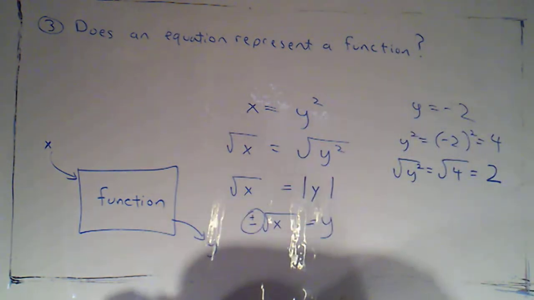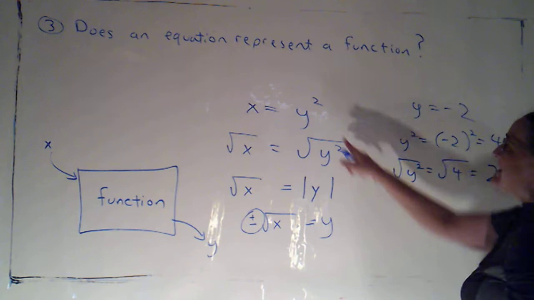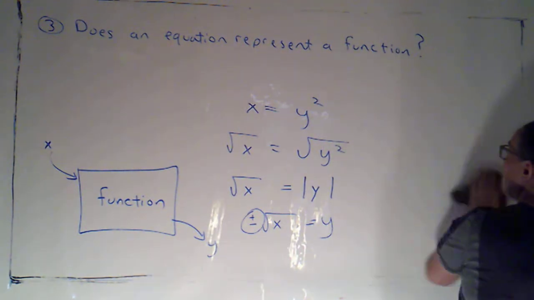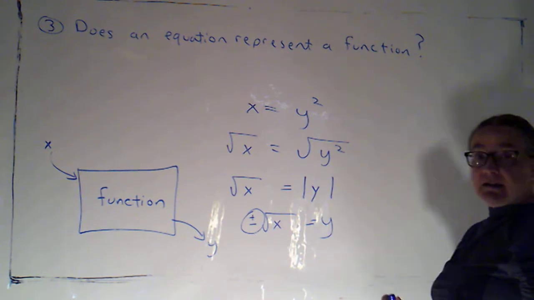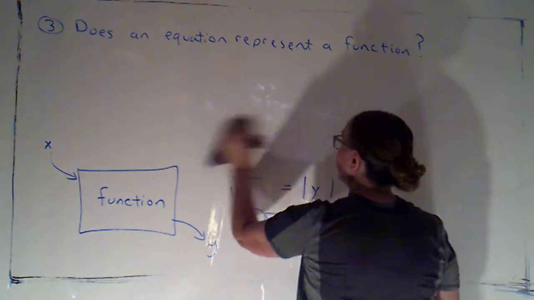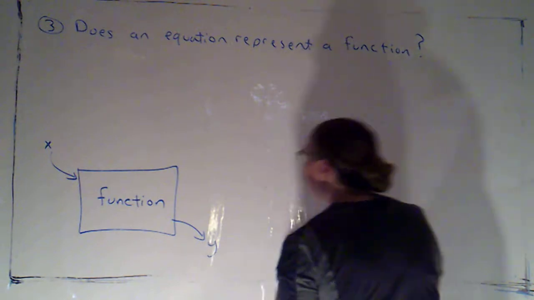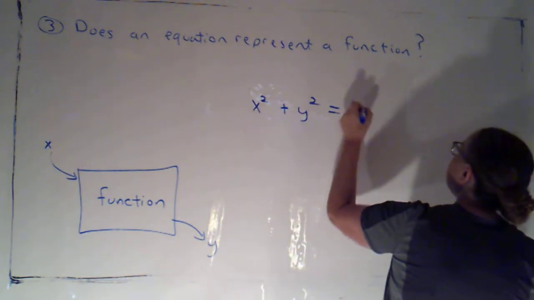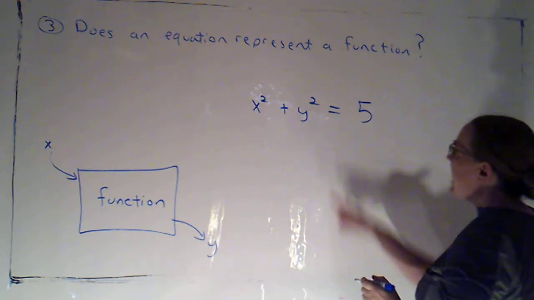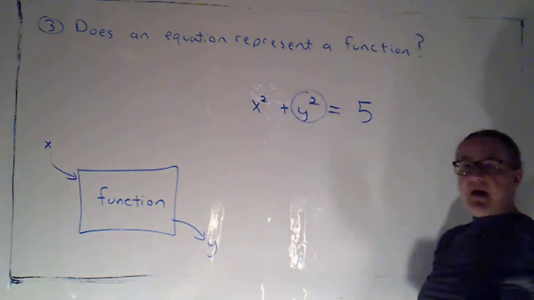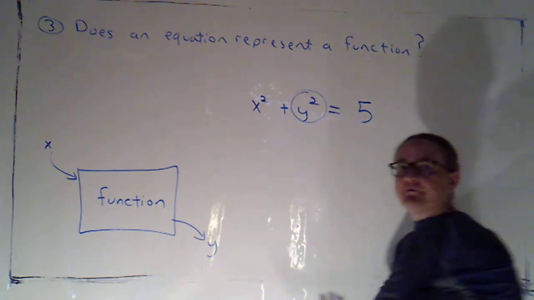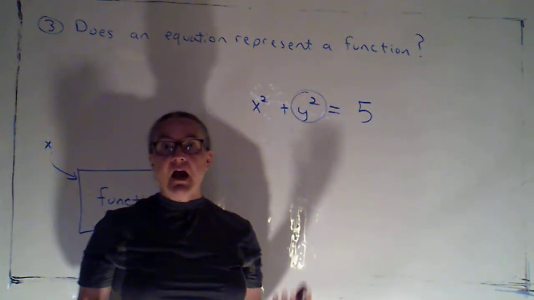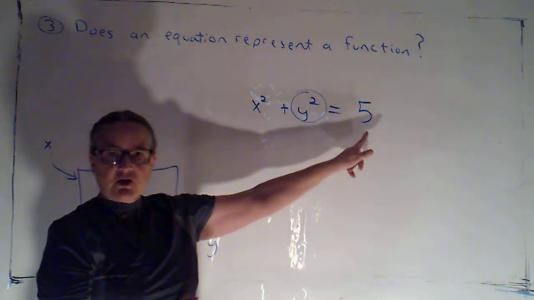As a general rule, if you see even powers of y in your equation, you can expect that it's not going to be a function. So if I have something like x squared plus y squared equals 5, as soon as I see that even power of y, it's safe for me to conclude that this equation does not describe a function. Kind of nice to recognize that shortcut.